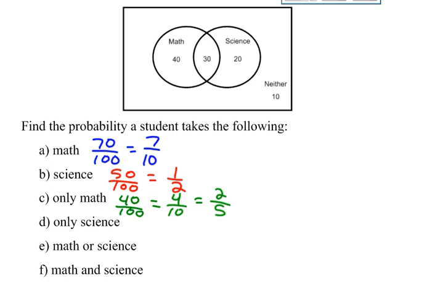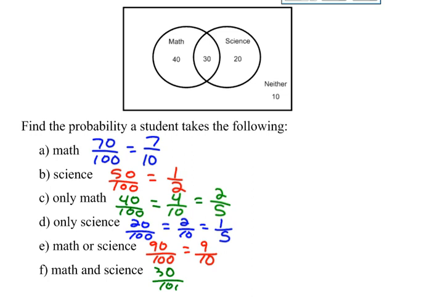Part D, only a science class. That's going to be 20 out of 100, 2/10, which is 1/5. Part E, a math or a science class. This is 90 out of 100, or 9/10. And then part F, the probability that a student takes math and science, which is the intersection. There are 30 students that take both, 30 out of 100, or 3/10.